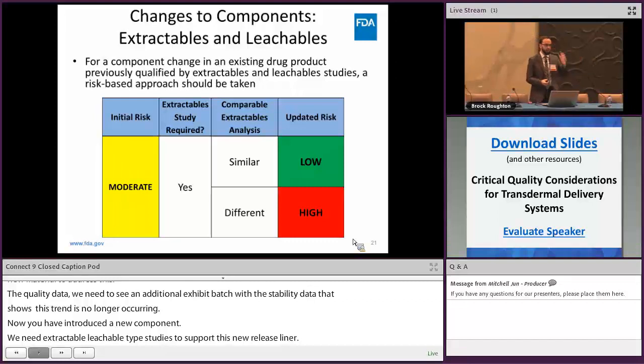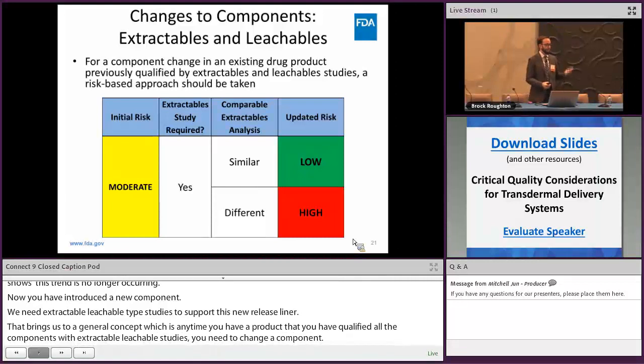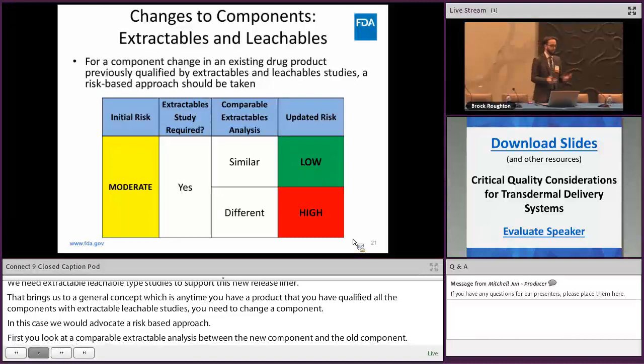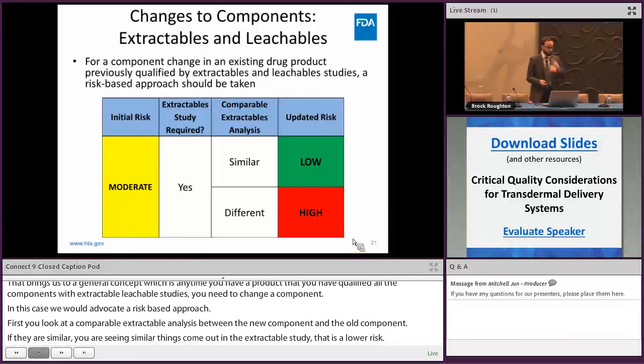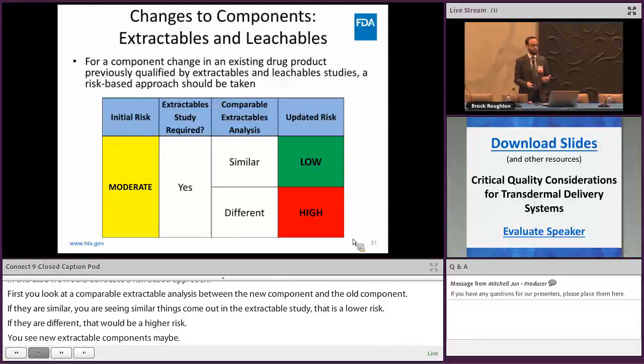So in this case, we would advocate a risk-based approach, where first you look at a comparable extractable analysis between the new component and the old component. And if they're similar, you're seeing similar things come out in the extractable study, then that's a lower risk. Where if they're different, then that would be a higher risk. You're seeing new extractable components maybe. And so then based upon that risk, you can decide how to proceed to qualify this new component.